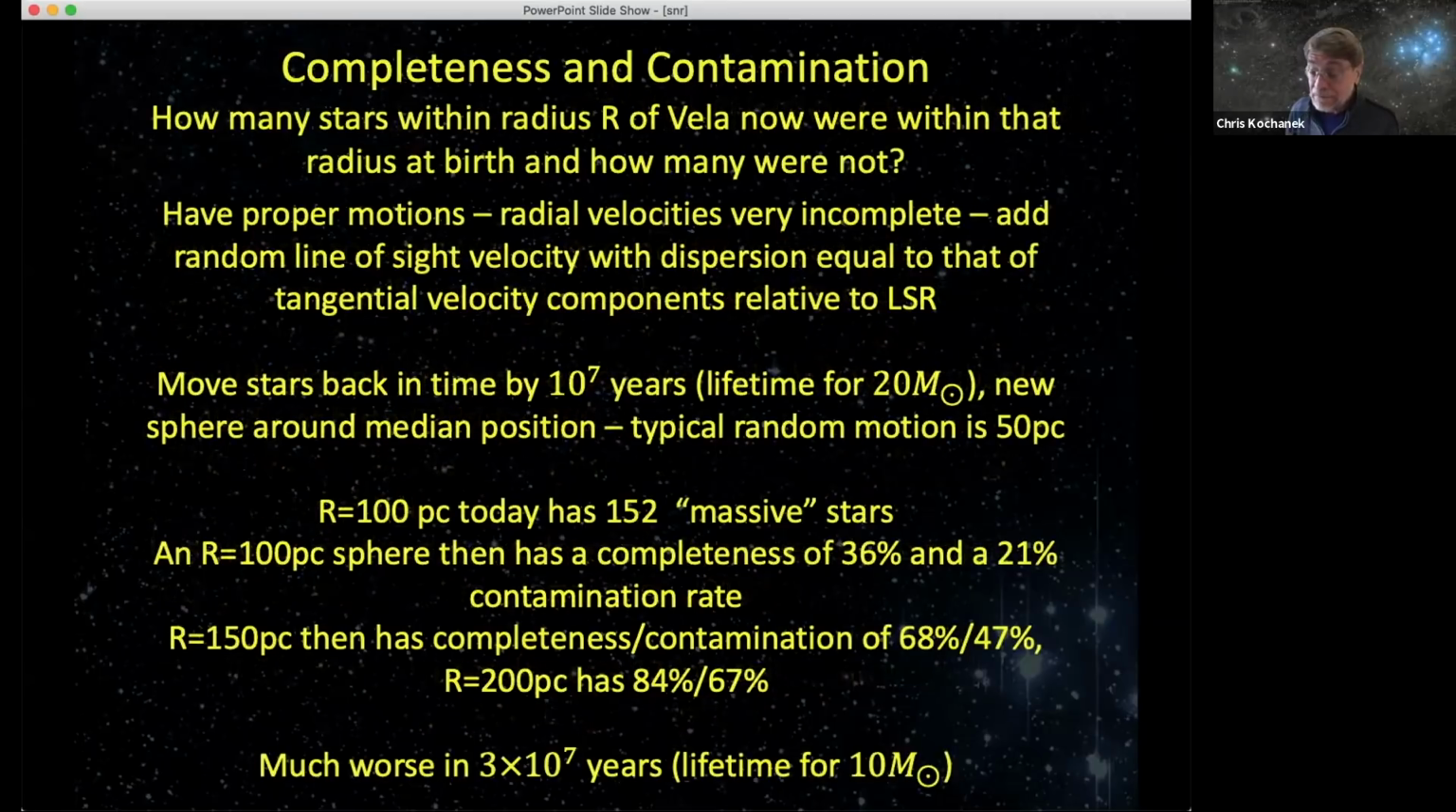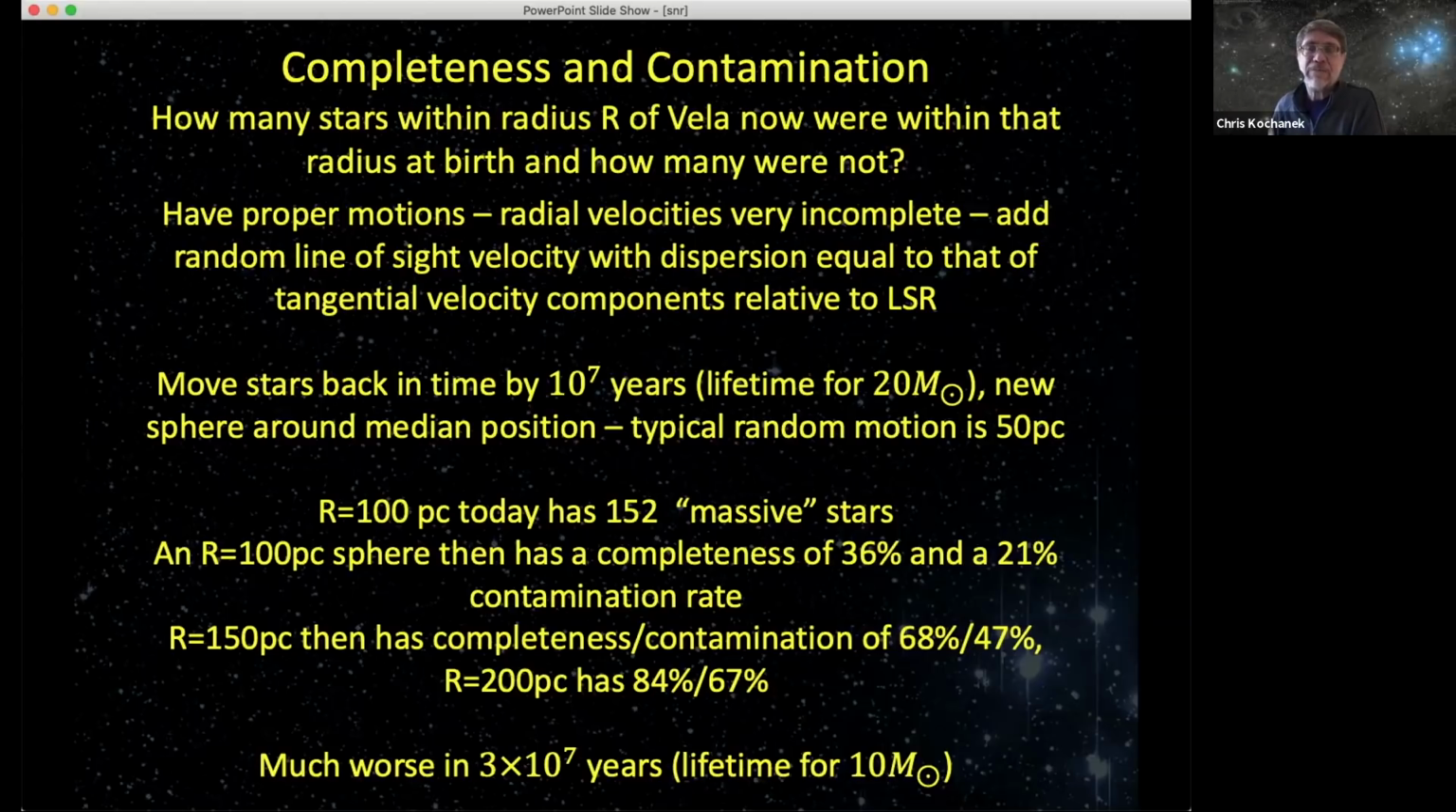So one thing you might ask about, since you sort of have most of the information, is the completeness and contamination, right? I'm going to evaluate the properties of stars in a sphere around Vela today. But you can ask, if I put that sphere sometime in the past, would I have the same stars? How many of the stars within 100 parsecs of Vela now were within 100 parsecs of Vela 10 million years ago?